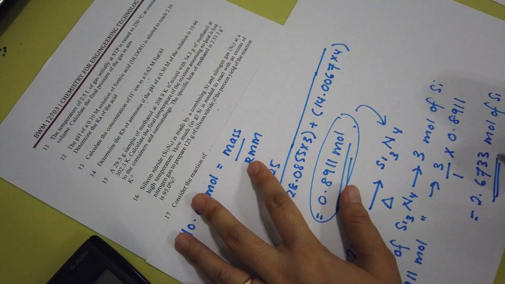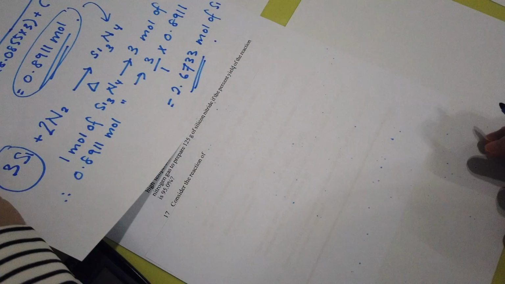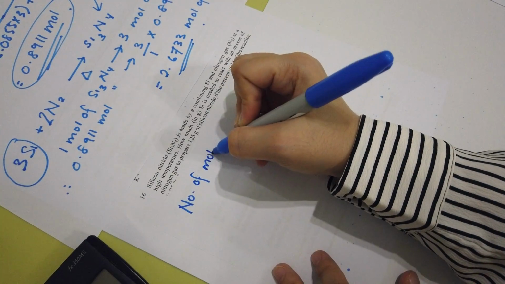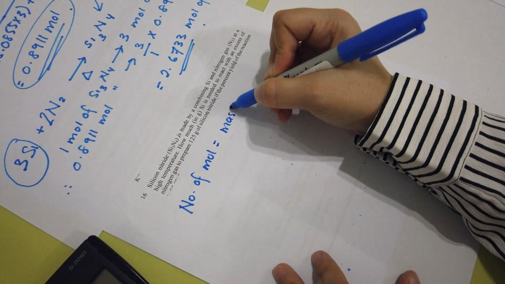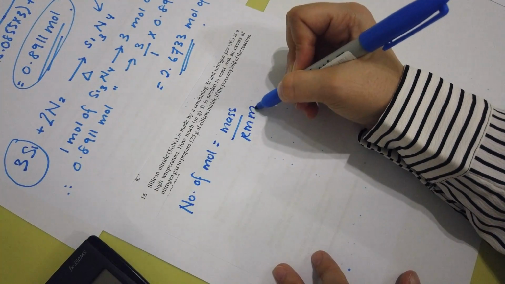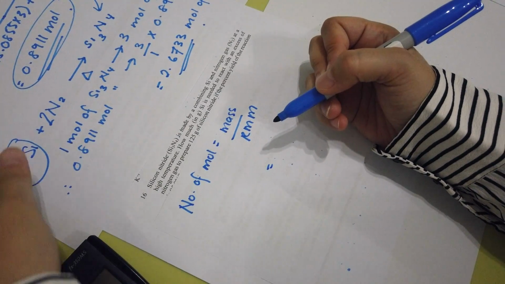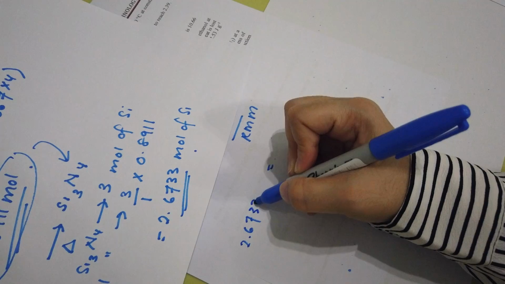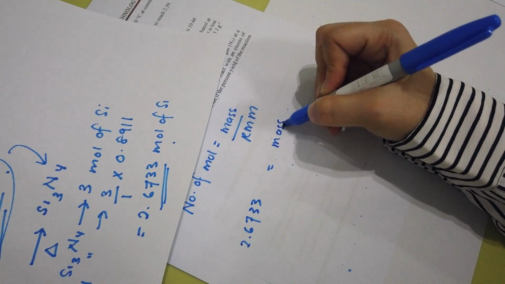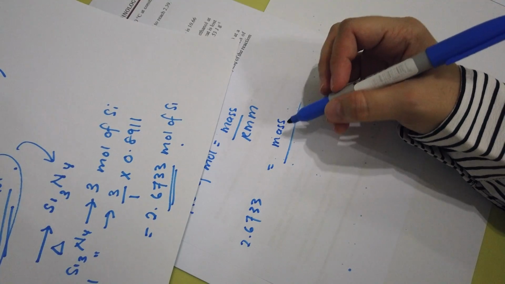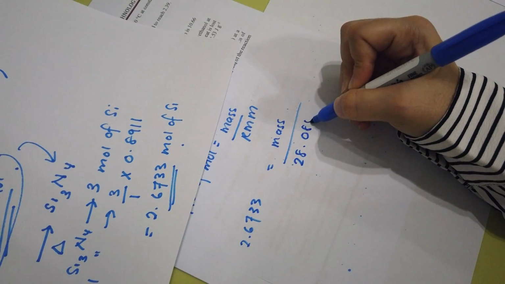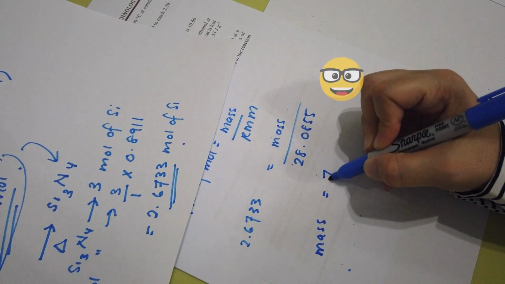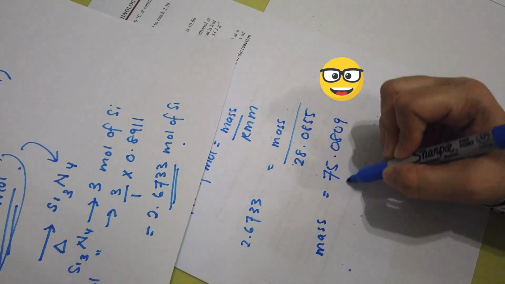But looking back again at the question, you were asked to calculate the mass. So this is the number of mole. So number of mole equivalent to mass over RMM. So the number of mole of silica is the thing that you have calculated just now. So you have 2.6733. So what is the mass? Over the RMM for silica is 28.0855, so you will get the mass equivalent to 75.0809 gram.